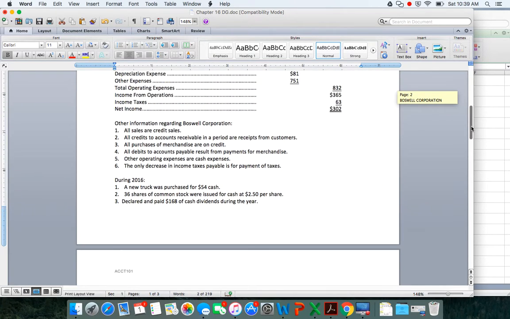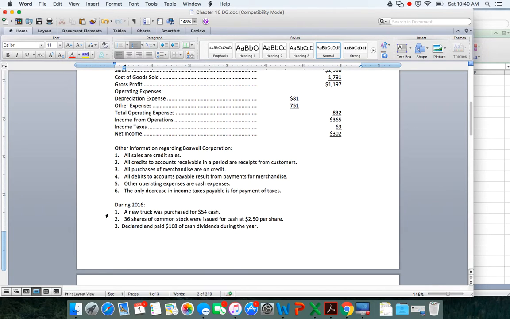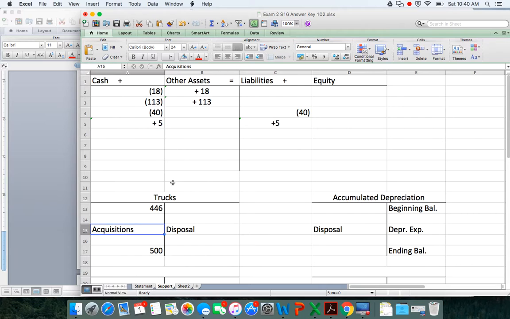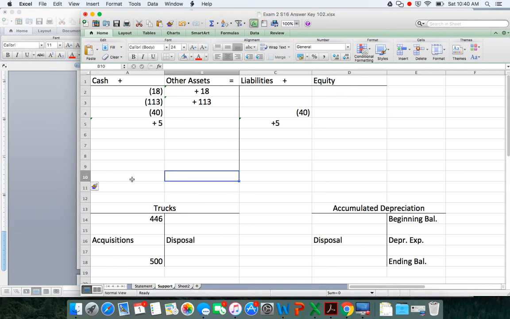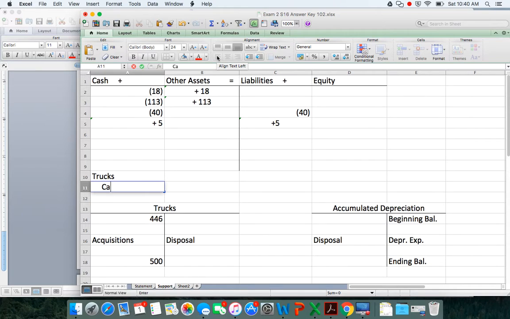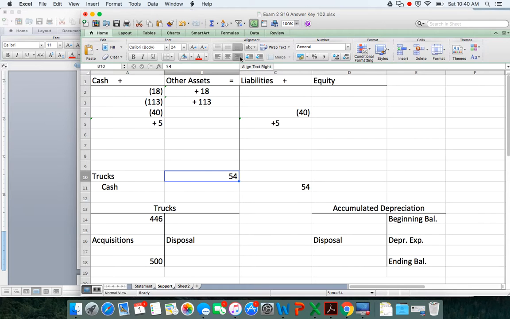If I look down here at the bottom of the statement of cash flows, it tells me during 2016, item 1, the one highlighted, says a new truck was purchased for $54 cash. So what I'm going to do is redo the journal entry that I would have done, right above these T accounts. If I purchased these trucks, I would have debited trucks, and I would have credited cash. Trucks would have been debited for 54, and cash would have been credited for 54.